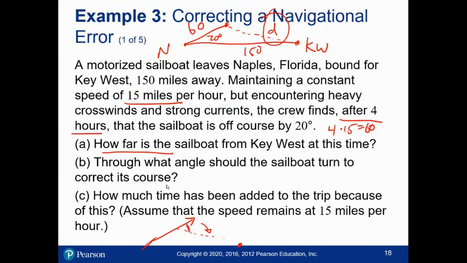And then it was supposed to take 10 hours if they had gone straight. But they spent 4 hours here. They'll spend an unknown amount of time here, and the question becomes, how much time did they lose, assuming they're continuing to go at 15 miles an hour? So 4 hours into the journey, they go, uh-oh, we're off course. Let's make a correction and then ask, how much has this slowed us down?